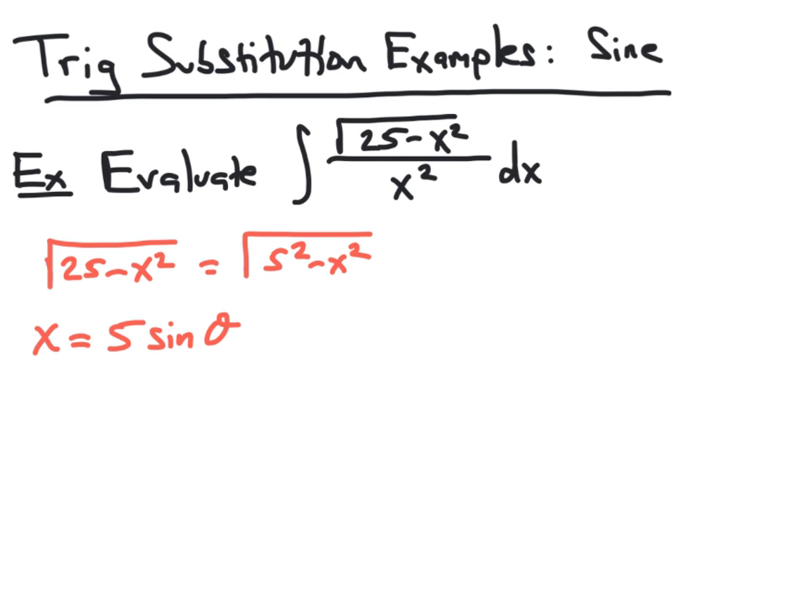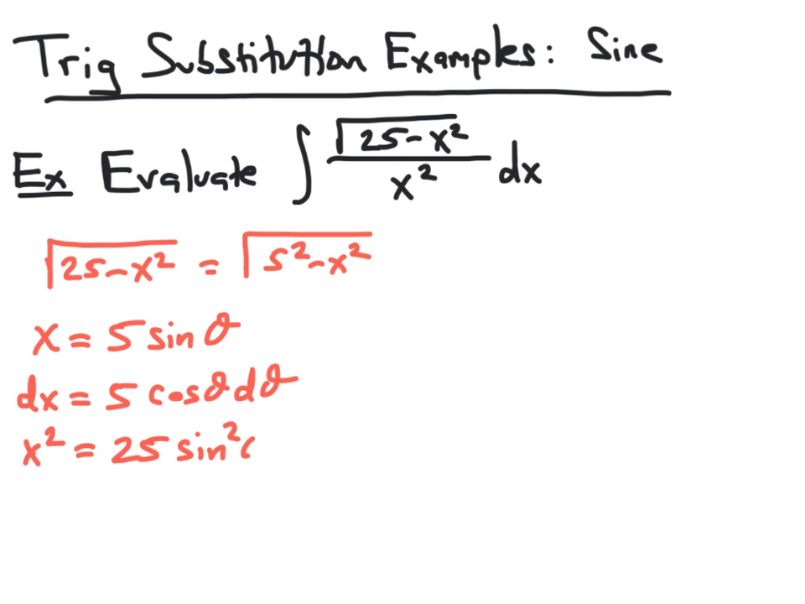Well, once we have x equals 5 sine theta, we know that dx is going to be 5 times cosine theta d theta, the derivative of x. We know that the x squared in the denominator is going to be 25 sine squared theta, just the square of x. And the last thing is to deal with the square root of 25 minus x squared. Now we can substitute in 5 sine theta for x, and we get the square root of 25 minus 25 sine squared of theta.